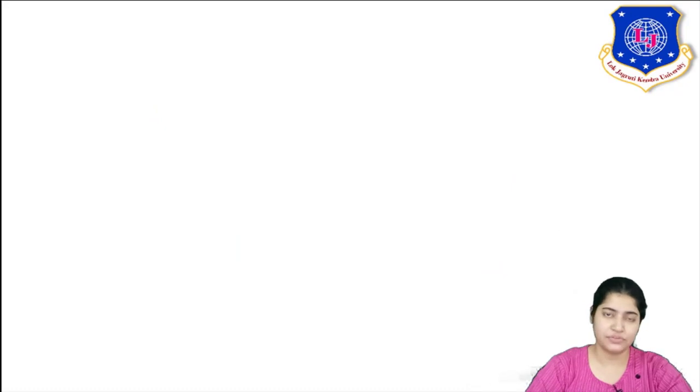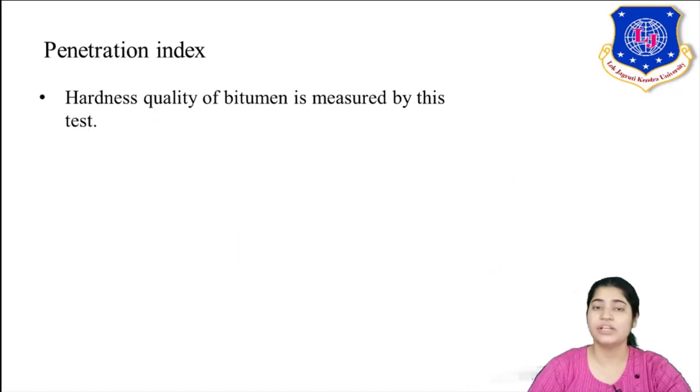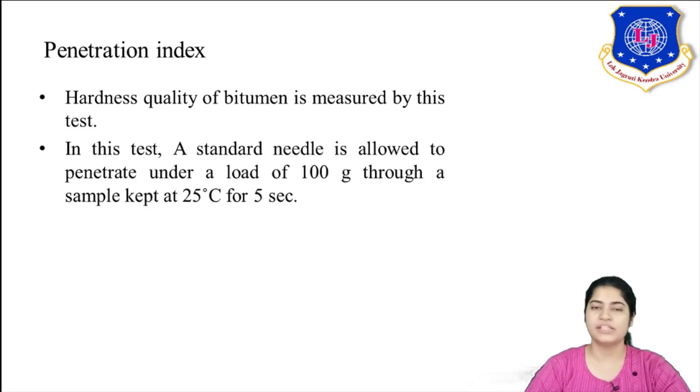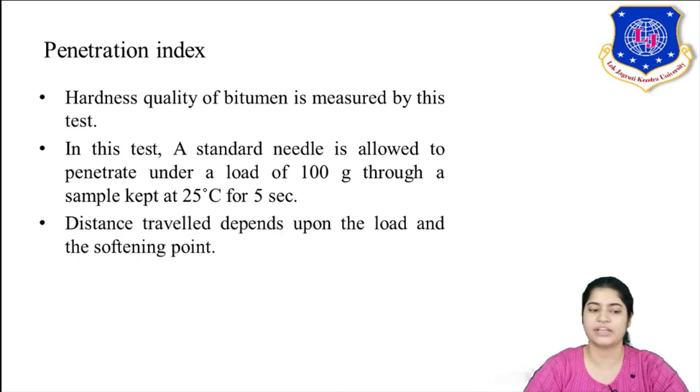Now the next test for bitumen is the penetration test. The aim of this test is to measure the hardness of bitumen. In this test, a standard needle is allowed to penetrate under a load of 100 gram through the sample kept at 25 degrees Celsius for 5 seconds. So you are just allowing the needle to penetrate. The sample is kept at 25 degrees Celsius, and the duration of penetration is 5 seconds.